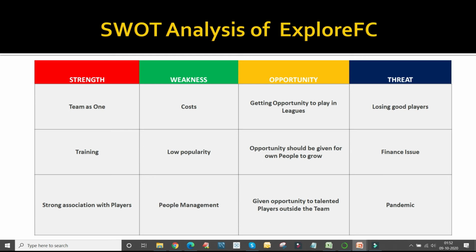Okay. The third one is opportunity. Opportunity in the sense that, as of now, you are playing in one division. Obviously, you don't want to stay in the same division. You want to go up. So how can you get that opportunity? How can you make that opportunity? That is very important.